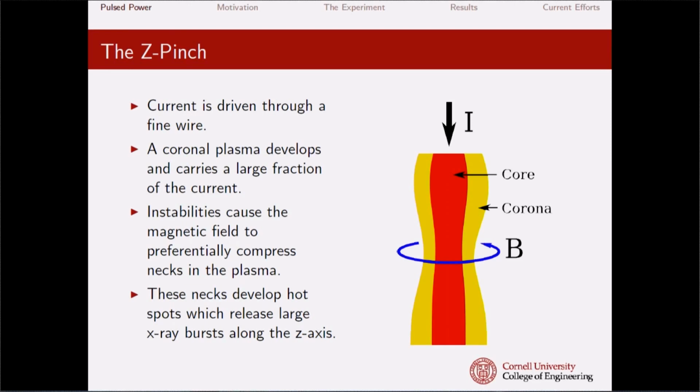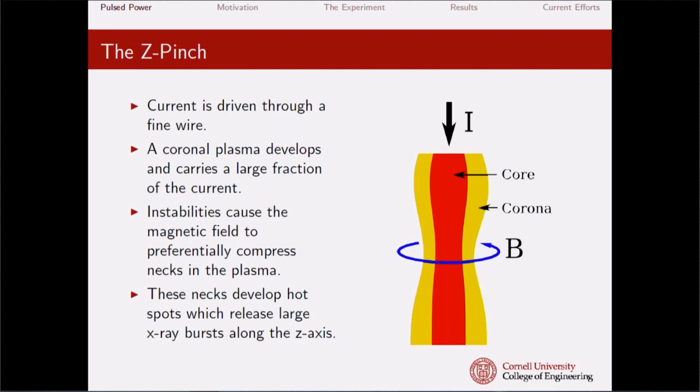This corona carries a large majority of the current. And what happens is that the self-imposed magnetic field confines and starts to compress the plasma. And eventually you develop instabilities. The easiest way to think about these is to consider that along this fine wire, the diameter is not perfectly uniform when the corona forms, and so we have some regions that have a slightly smaller radius. At those slightly smaller radii, we have larger magnetic fields. The larger magnetic fields do more compression, so we get even smaller radii, and we get kind of a positive feedback loop that runs away.